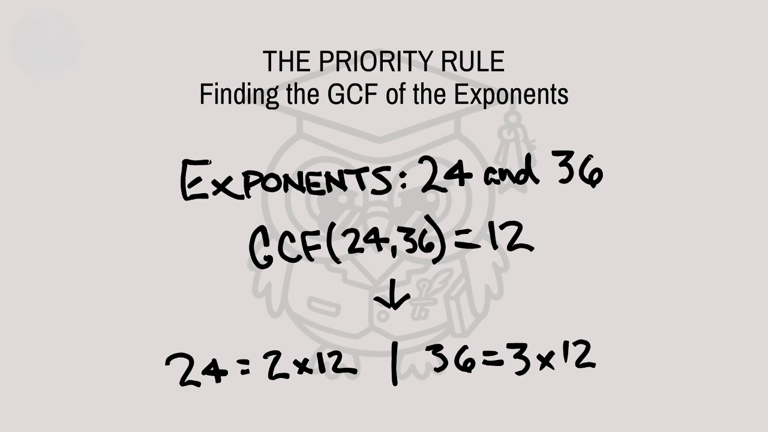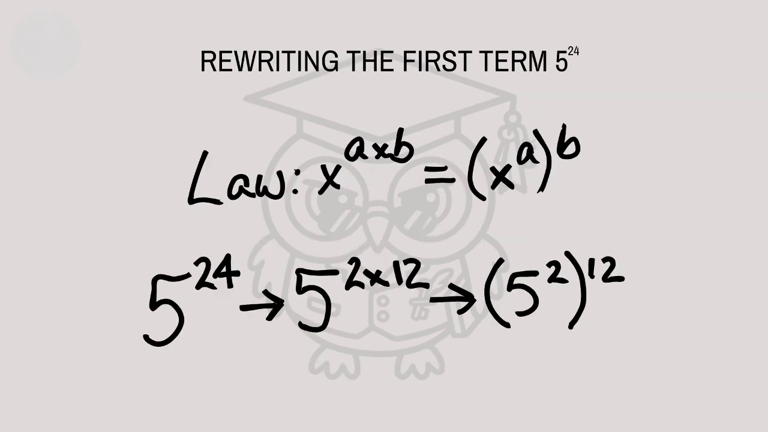Rewrite both exponents as a multiple of 12. 24 becomes 2 times 12, and 36 becomes 3 times 12. Apply the power of a power exponent rule to the first number, 5 to the 24th power. Replace the exponent 24 with 2 times 12, giving 5 raised to the power of 2 times 12.